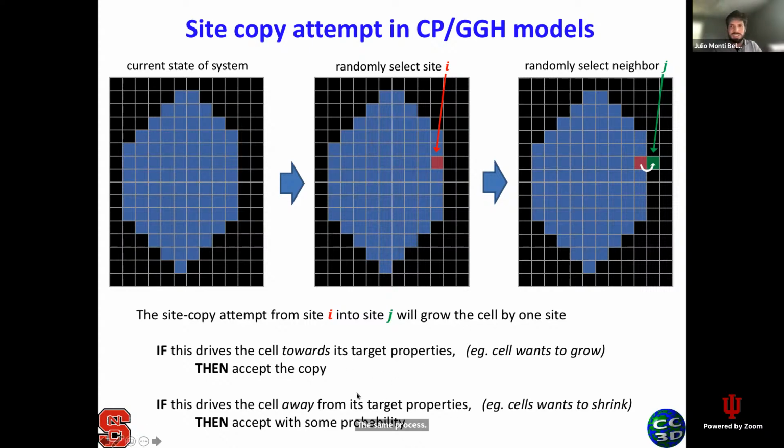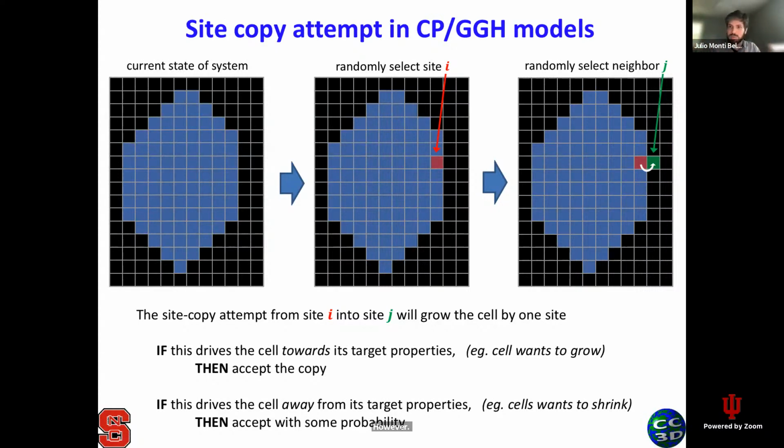So yes, you lead to a slight shrinkage or expansion. If this pixel copy attempt drives the cell towards its target properties, for example, the cell wants to grow, okay? So it's in some stage of its cell cycle where it wants to grow in order to eventually divide. Then this is something that will drive the cell towards its target properties. So in this case, you accept this copy, and then for the next frame, your cell is slightly bigger than before. However, suppose that the cell wants to shrink, right?